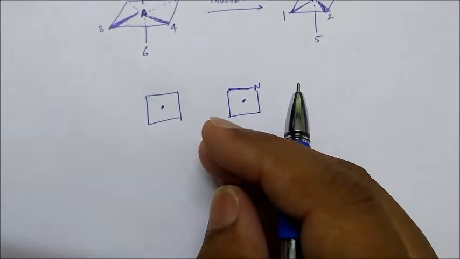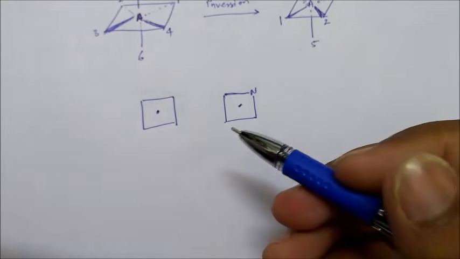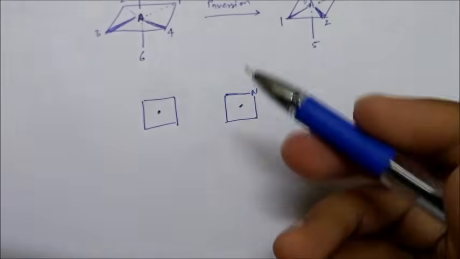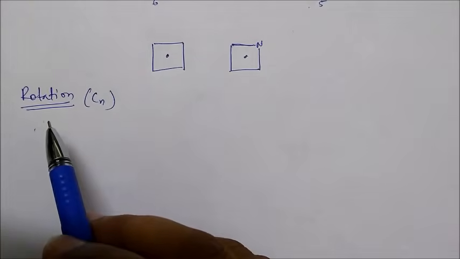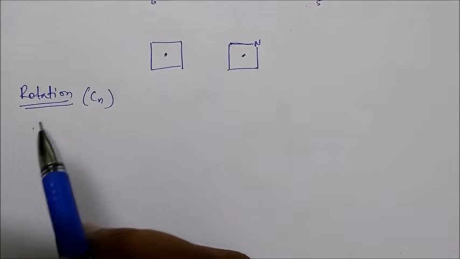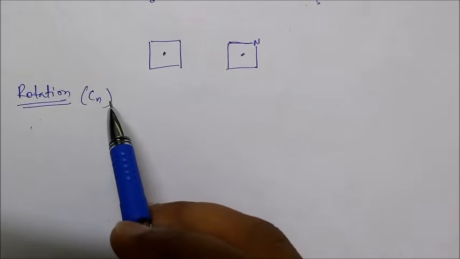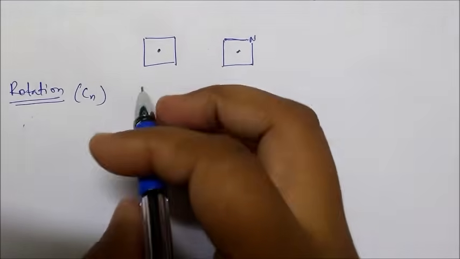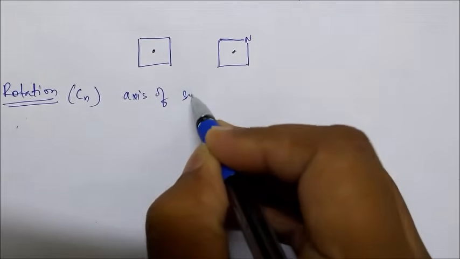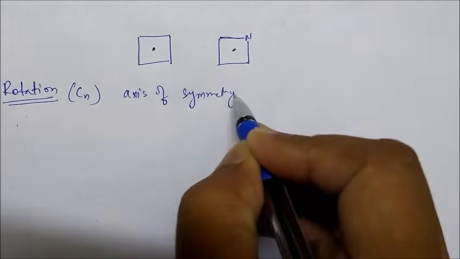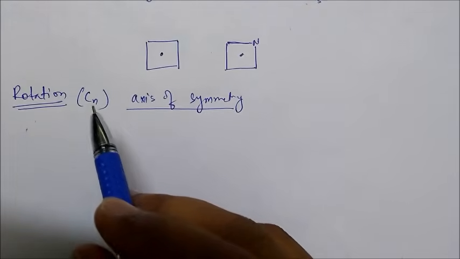There are various examples of this inversion symmetry operation, so we will take them afterwards. First we will go to the next one. The next symmetry operation is rotation, and the rotation symmetry operation is denoted as Cn, and the symmetry element is the axis of symmetry. So the axis of symmetry should be present there. What this n signifies, I will tell you.